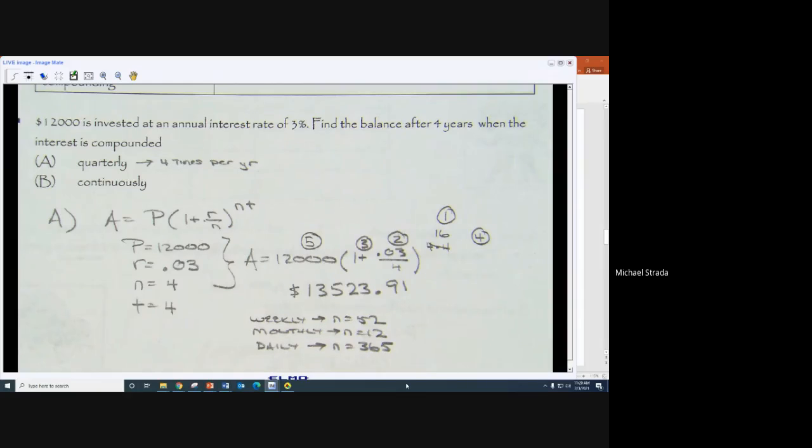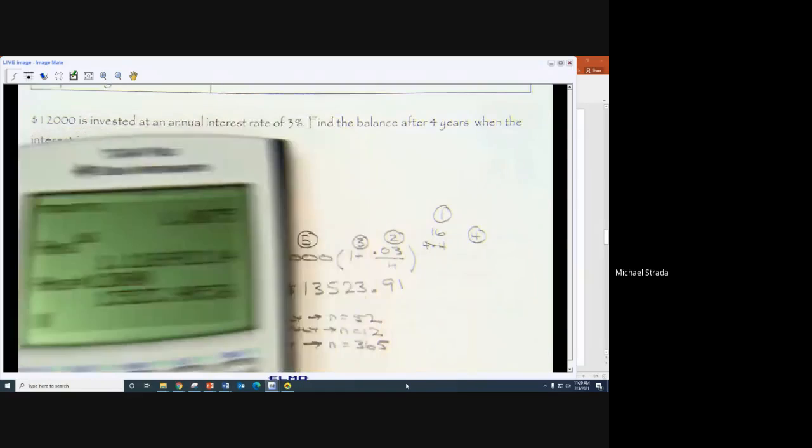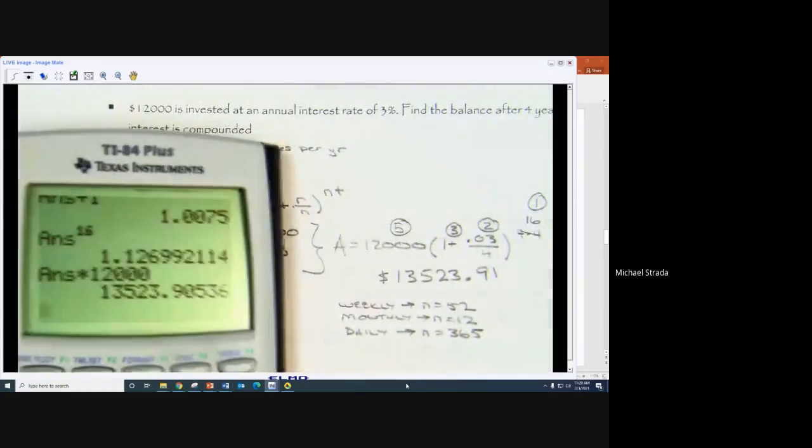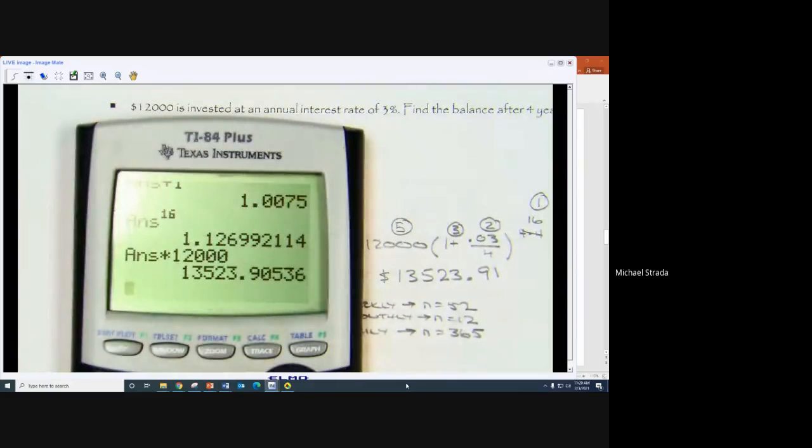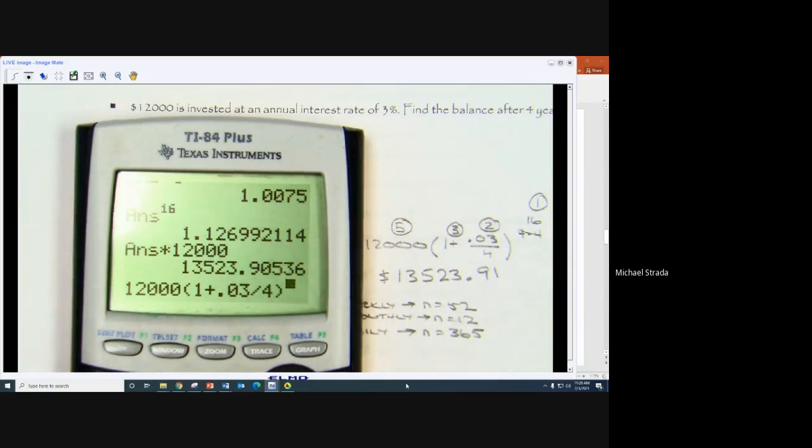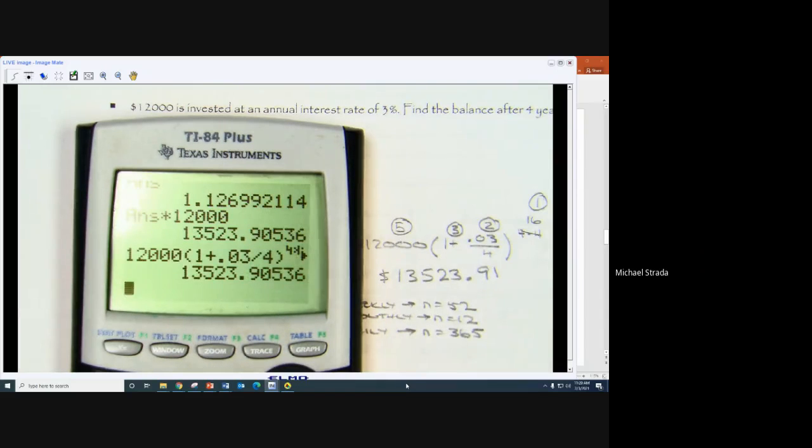You certainly can do it all in one motion. You just have to be careful with it. So if you try to do it all in one motion, it would be 12,000 times (1 plus 0.03 divided by 4), and then your exponent would be 4 times 4. And it certainly can be done. Just make sure you don't miss a step somewhere along the way.